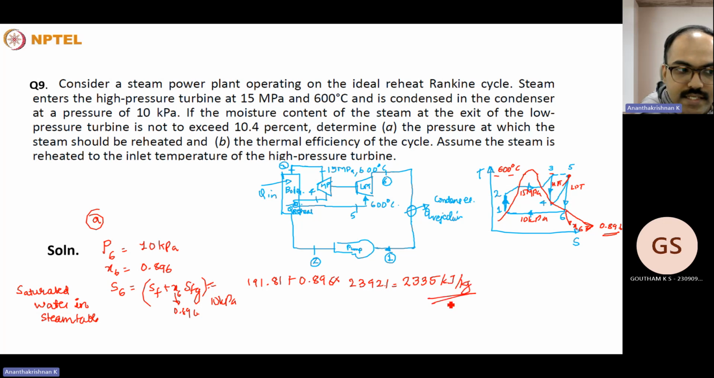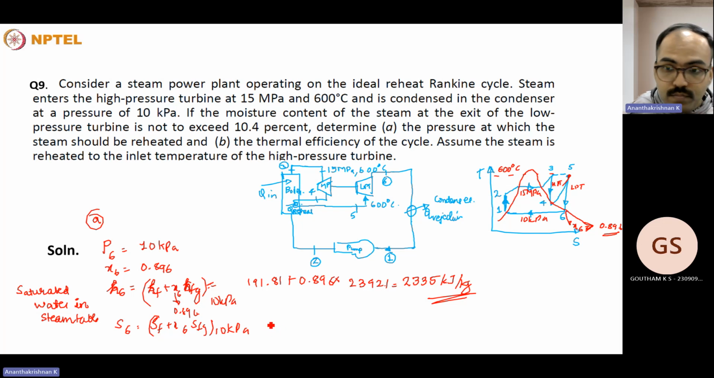That is the kilojoule per kilogram. Beg your pardon, this is H6, not S, so that's why it is kilojoule per kilogram, not kilojoule per kilogram Kelvin. Similarly, we can calculate the entropy as well. S6 will be equal to SF plus X6 into SFG at 10 kilopascal.